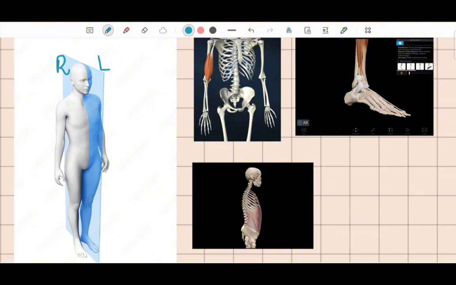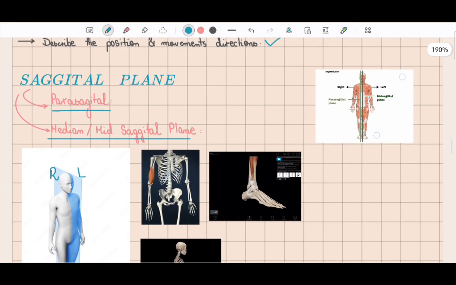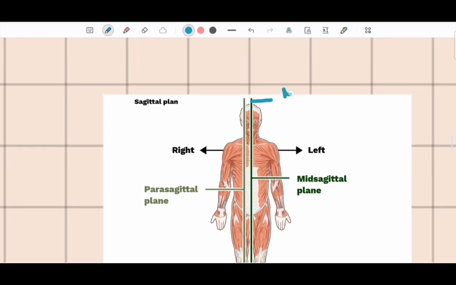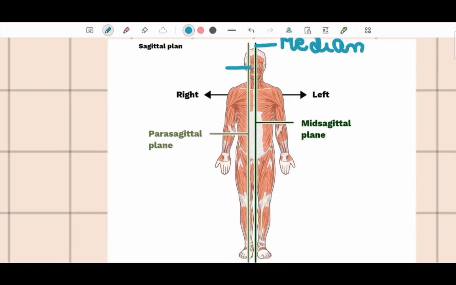It's also dividing your face into two halves, it's dividing your trunk into two halves, and your lower limb also into two halves. You can see here that this one is your median plane. Okay, so this is your median plane, and any plane which is parallel to the median plane is your parasagittal plane.